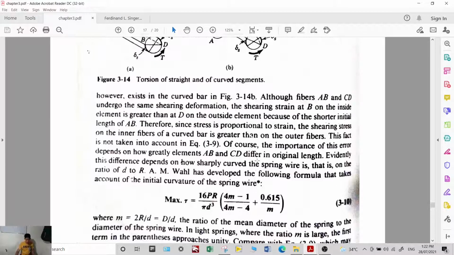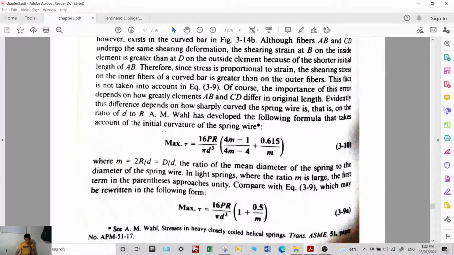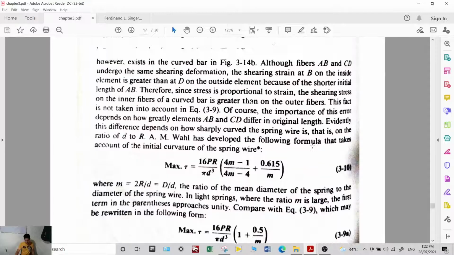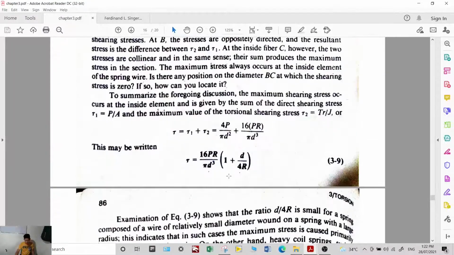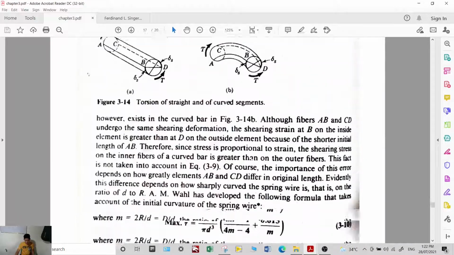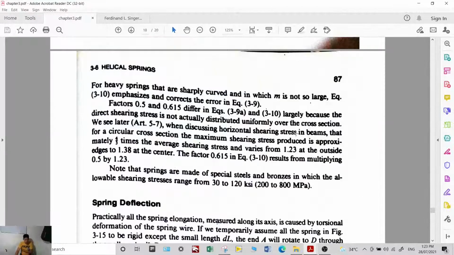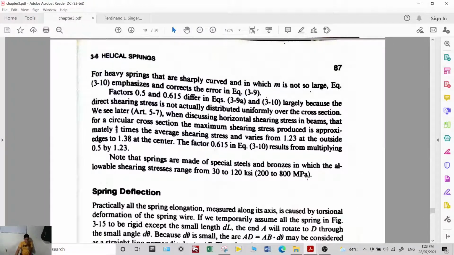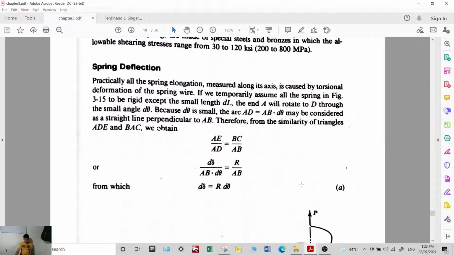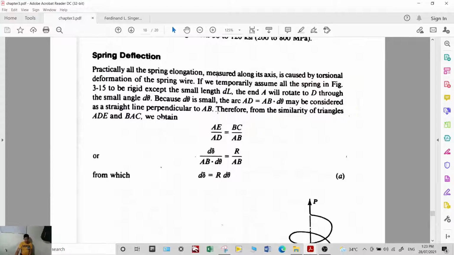So, for heavy springs, kani ang gamiton, kay mas accurate ning 3-10 as compared sa kani. And then for light spring, meaning ang m nimo is large. Okay? Let's have an example later on.